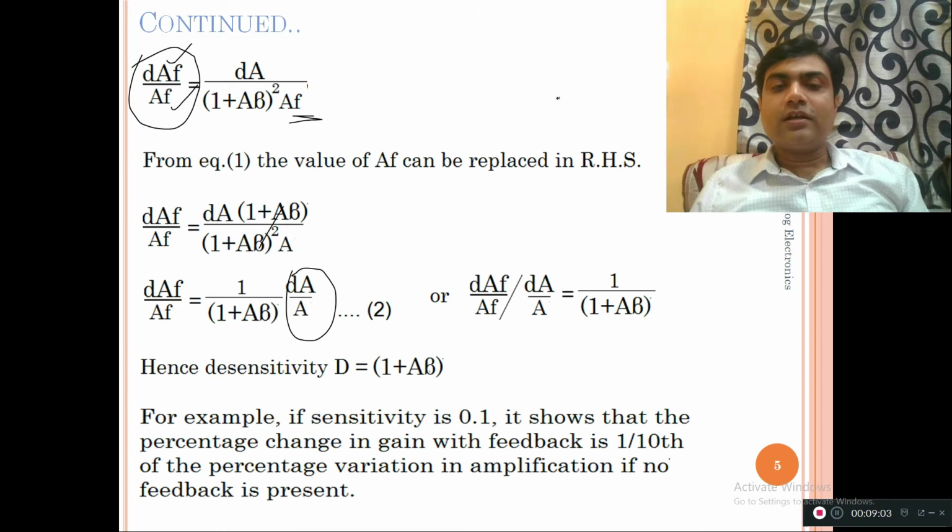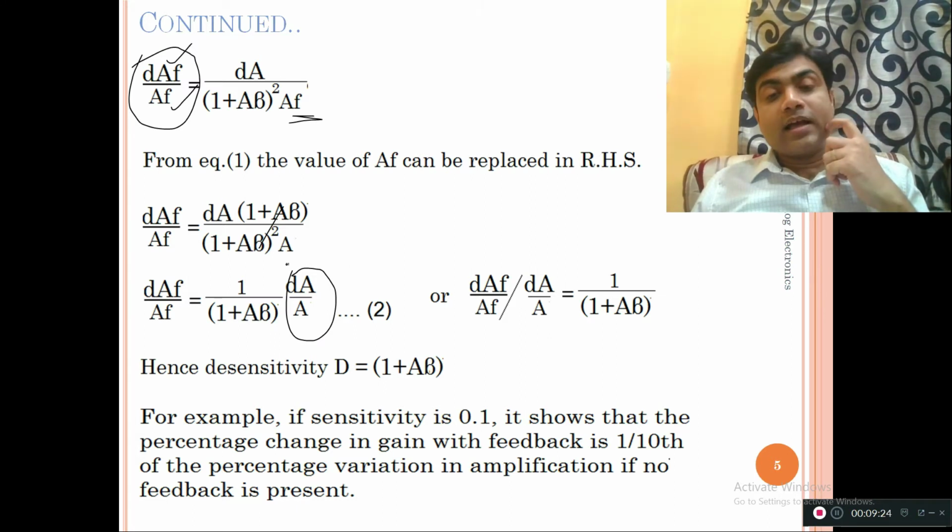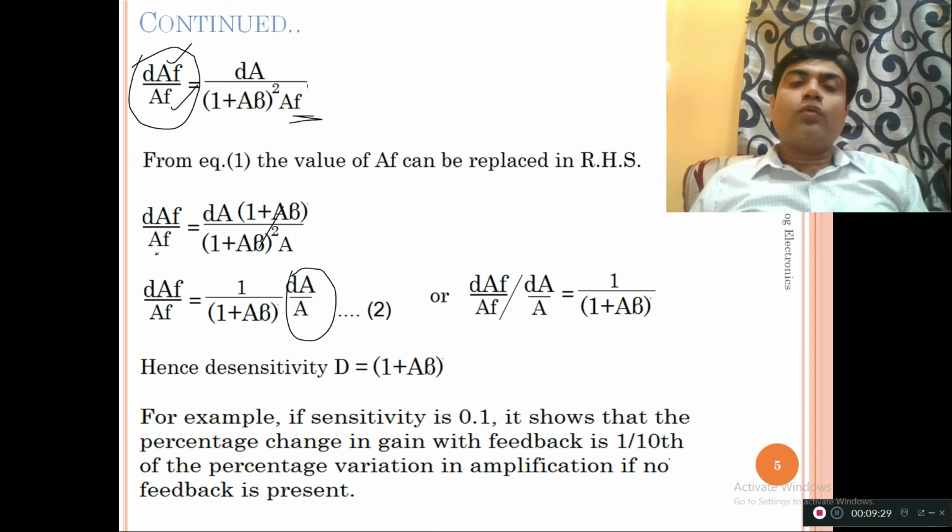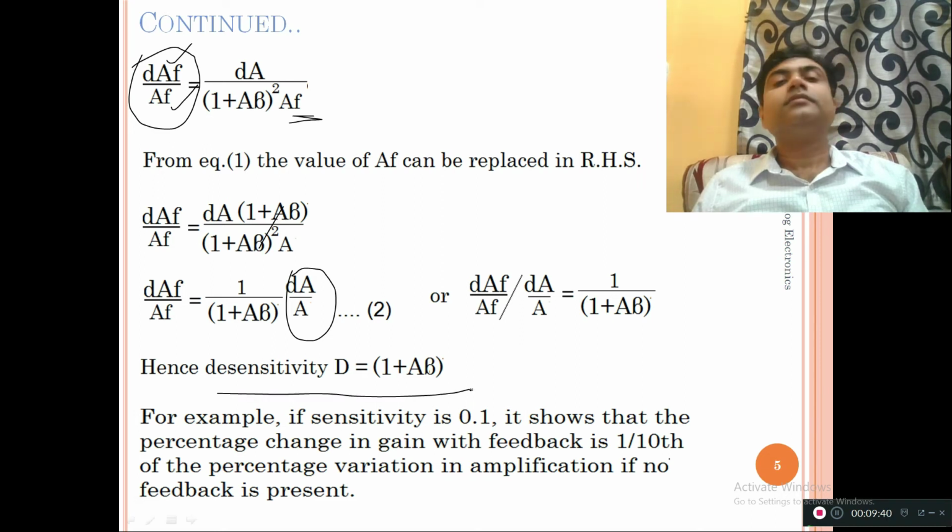Sensitivity is the fractional change in the amplification with feedback upon fractional change in the amplification without feedback. Now here we can see that this is the fractional change dAF upon AF in this equation, which gives me the value of the small change or fractional change in the amplification factor with feedback upon fractional change in amplification without feedback, and it is equal to 1 upon 1 plus A beta. Now what is 1 upon 1 plus A beta? It is nothing but the sensitivity. So what does 1 plus A beta define for me? It defines for me the desensitivity.